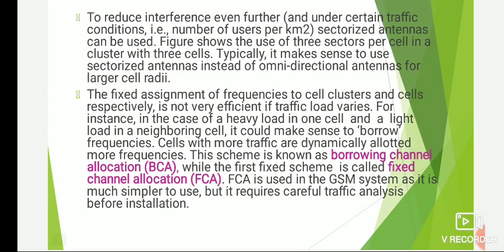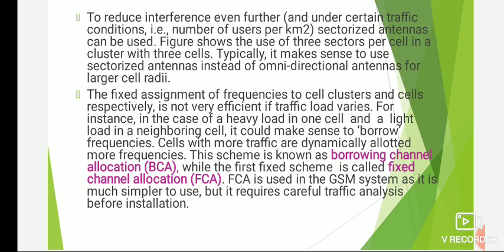To reduce the interference even further, sectorized antennas can be used. The figure shows 3 sectors per cell in a cluster with 3 cells. Typically, it makes sense to use sectorized antennas instead of omnidirectional antennas for larger cell radii.